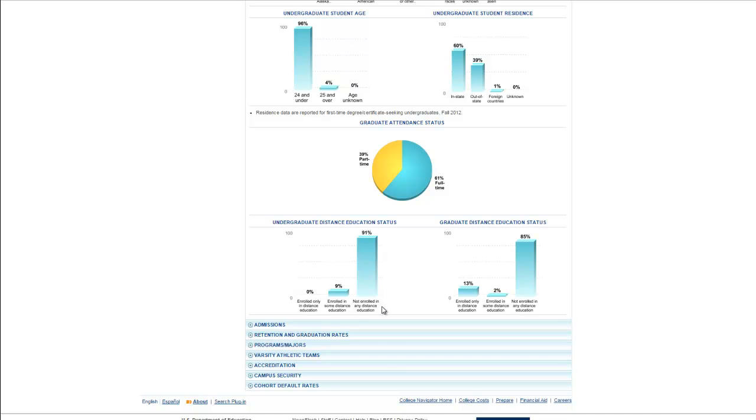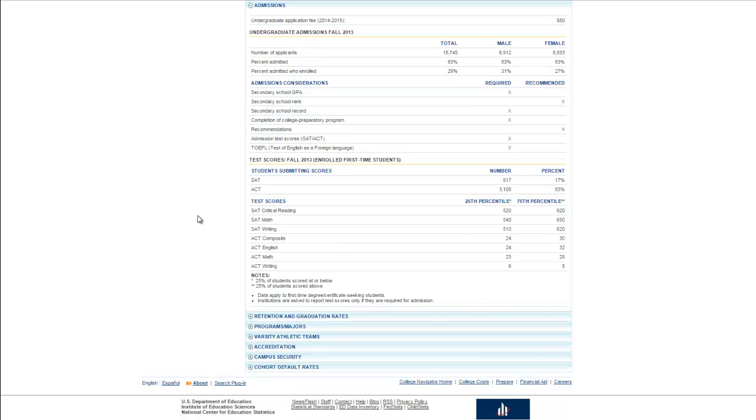The breakdowns for if you're doing distance education. A lot of schools now offer online courses, and this is an indication of how many of these students are taking online or distance courses. When you go to admissions, this is where you get to see another kind of breakdown. You've got 83% of those who applied admitted, and of those admitted, 29% enrolled.